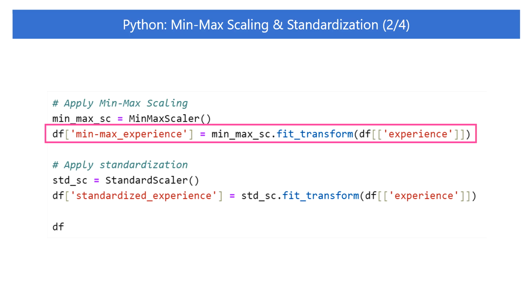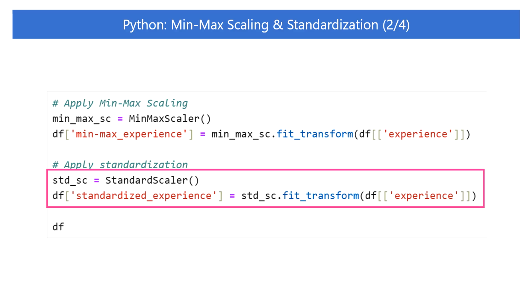Then, apply fit_transform to the experience column to scale the column between 0 and 1. And store the transformed values in the column named minmax_experience. Here, we need to use double square brackets to enclose the column named experience. It is because fit_transform is designed to handle a two-dimensional array, that is, a matrix. So, we need to use double brackets to make a two-dimensional array.